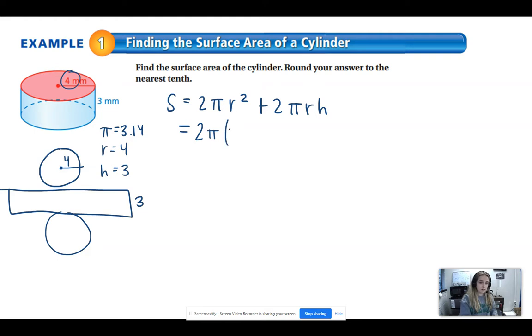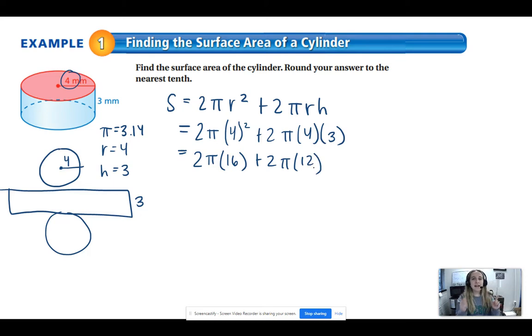And then r squared, so 4 squared, plus 2, leave pi for now, and then r, which is 4, times the height, which is 3. Okay, now let's just expand it out. So 2 pi 4 squared is going to give me 16, okay? Plus 2 pi, 4 times 3 is going to give me 12.